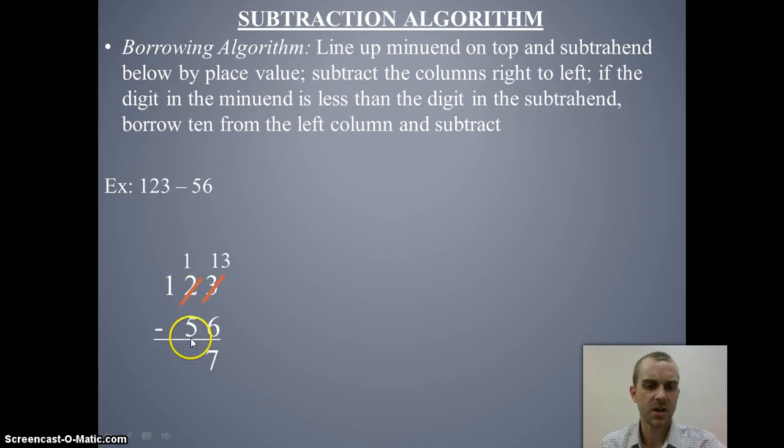Now I'm looking at this 1 and saying, well, I can't do 1 minus 5, so I need to borrow from the next place value. Since I'm borrowing 1, that leaves me with a 0, and that 1 becomes an 11. 11 minus 5 is 6. 67.